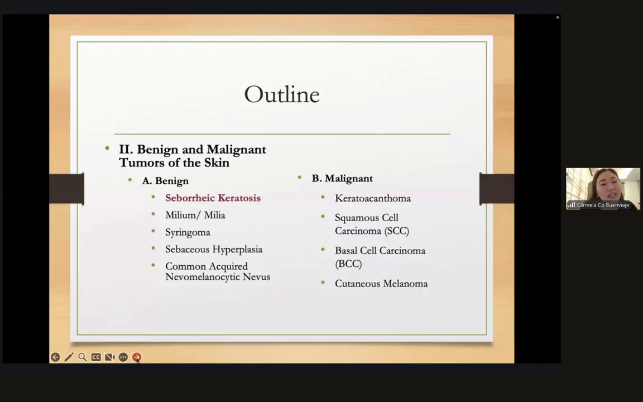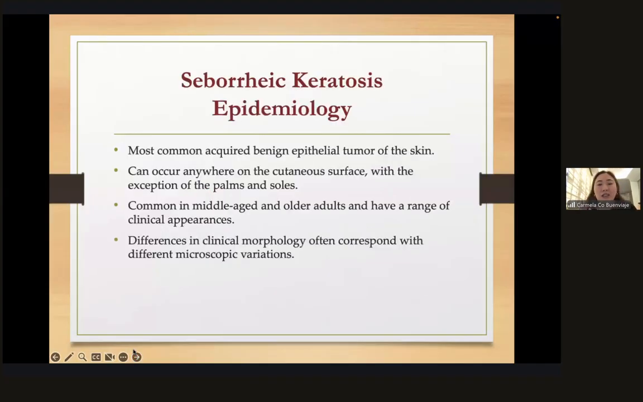First is seborrheic keratosis. So seborrheic keratosis is the most commonly acquired benign epithelial tumor of the skin. It can occur anywhere on the cutaneous surface, with exception of the palms and soles. So we cannot have seborrheic keratosis on the palms and soles. This is common in middle-aged and older adults and have a range of clinical appearances. So differences in clinical morphology often correspond to different microscopic variations, which I'll discuss later.